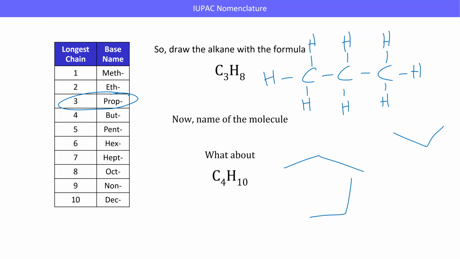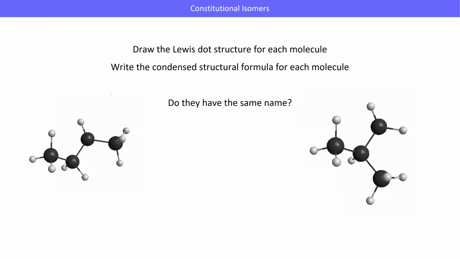And when we get to C4H10, now we have to start being more careful, because with 4 carbons, as we saw in the homework, there's more than one way you can arrange them. So here's what the ball and stick models would look like for C4H10.